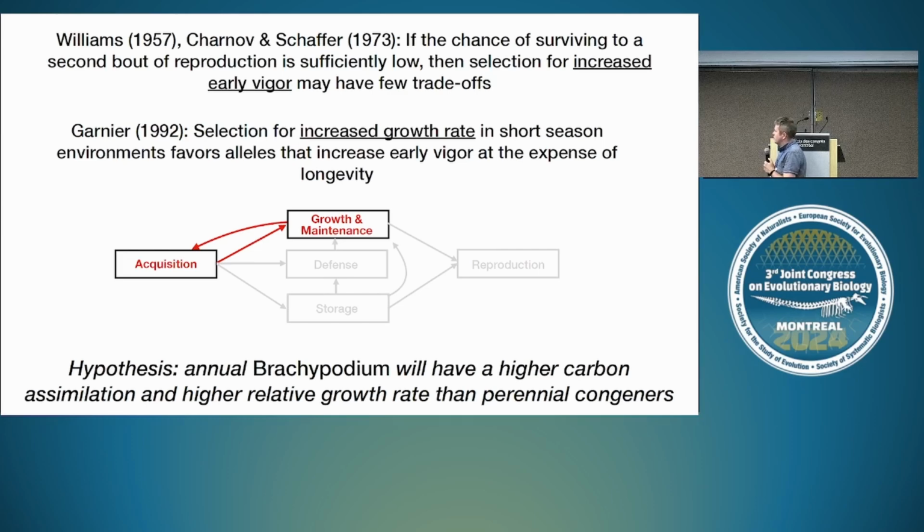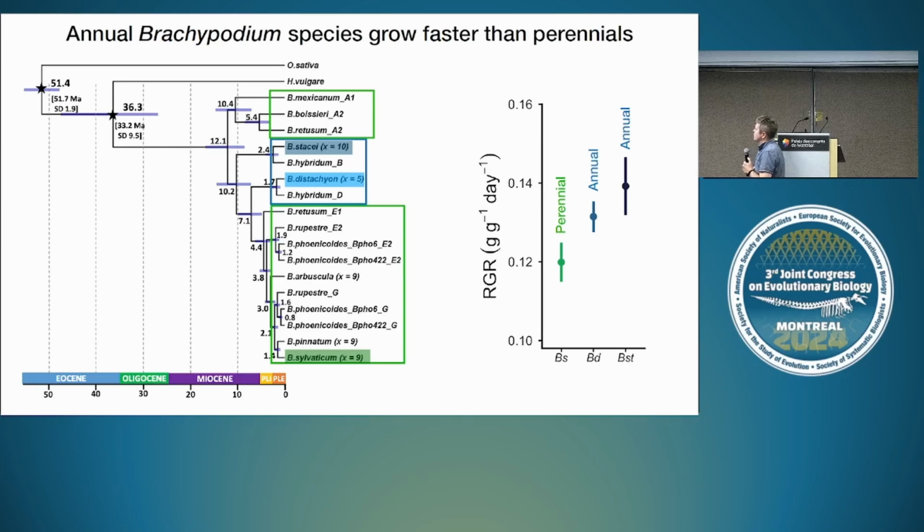And I don't have a figure for carbon assimilation, so take my word that they do have a much higher rate of assimilation. Looking at the two annuals in our system and the one perennial, we can focus on the y-axis, which is relative growth rate. This is the amount of biomass you're putting on per day, per unit mass, so a nice way to size standardize things. We see that both annual species have a higher relative growth rate than does the perennial in this study.